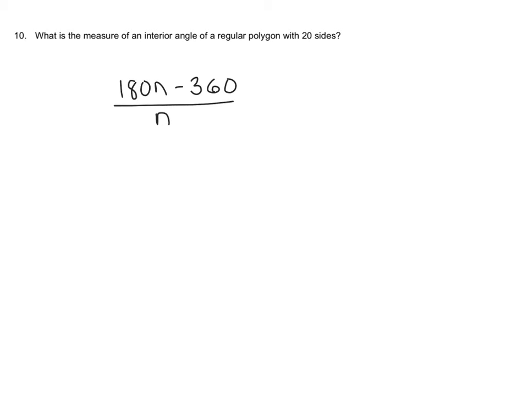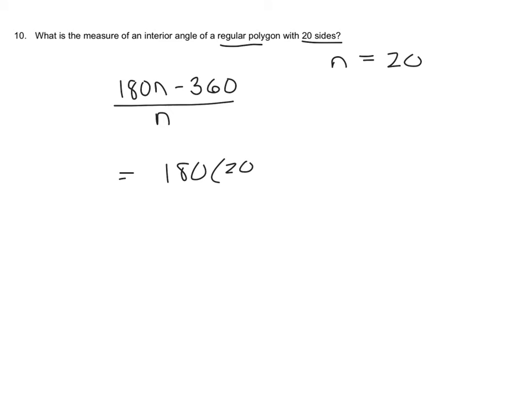What is the measure of an interior angle of a regular polygon with 20 sides? In order to solve this problem, we'll use the formula for finding the measure of an interior angle of a regular polygon. Now remember, a regular polygon is a polygon that has equal sides and equal angle measures. The formula is 180n minus 360 all divided by n, and n is the number of sides. So for this problem, n is 20.